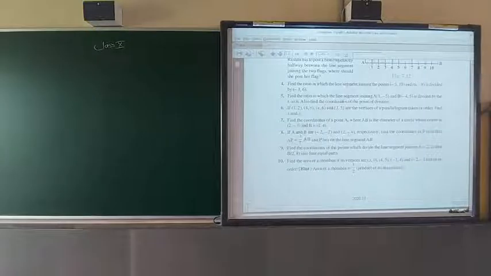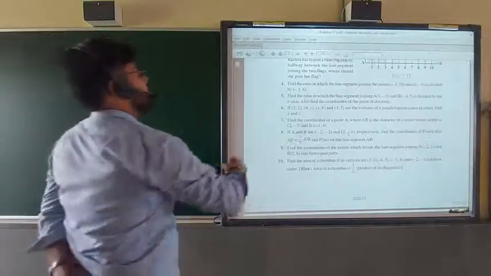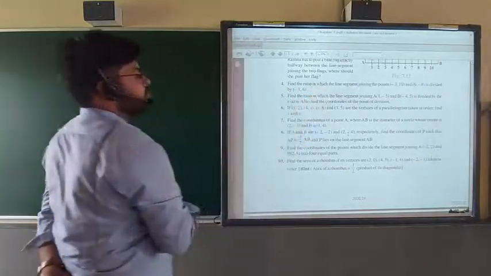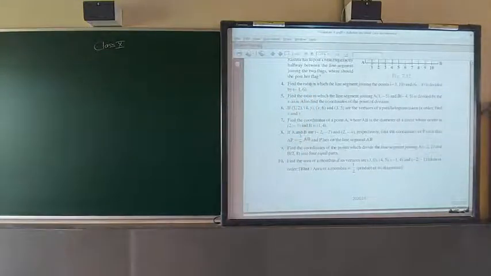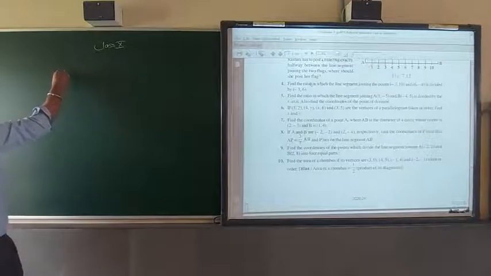Good question number 4 we have to do. Now the fourth question is: find the ratio in which the line segment joining the points (-3, 10) and (6, -8) is divided by the point (-1, 6). Fourth question.